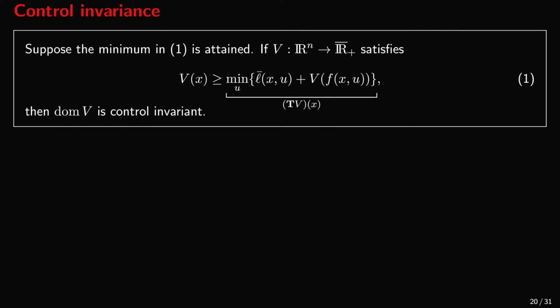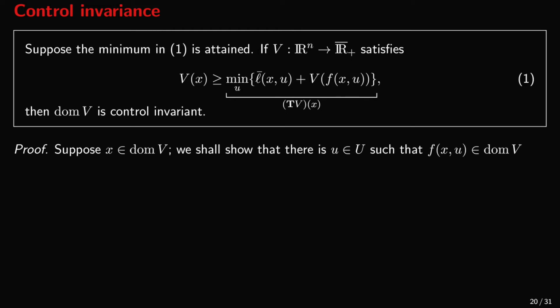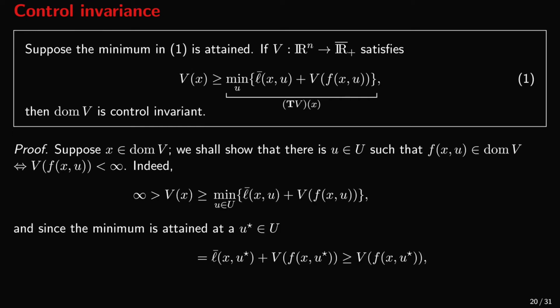The proof is quite straightforward, so take a point x in the domain of v. We need to show that there is a control action u in U such that f(x, u) is again inside the domain of v. Equivalently, we want to show that v(f(x, u)) is less than infinity. Indeed, since x is in the domain of v, v(x) is finite, and it is also above Tv. Since the minimum is attained, we can see that there is a u star in U such that v(f(x, u star)) is finite, and this really completes the proof.